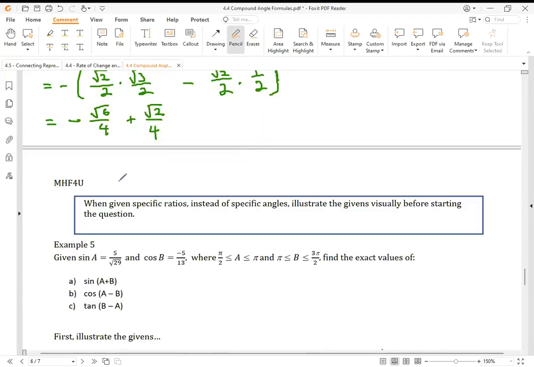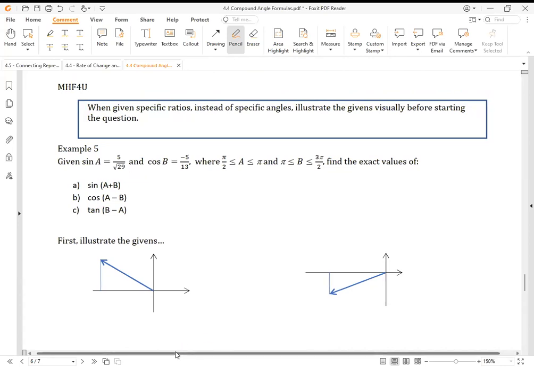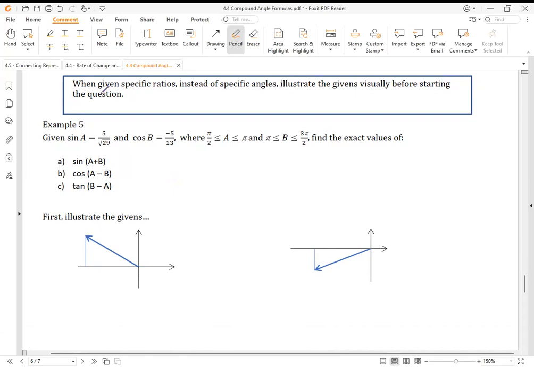Okay. I don't know if I would call this a true T question because you should have the awareness to try it, but let's pretend we're seeing something like this for the first time. It's been a bit of a struggle and you're gonna get stumped, okay? When given specific ratios instead of angles, in other words, ratios like the answer instead of the actual angle, illustrate what you're given visually and it might help you answer the question.